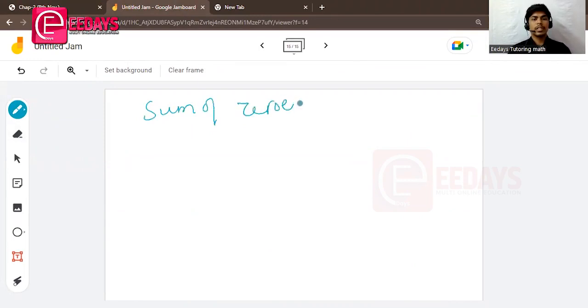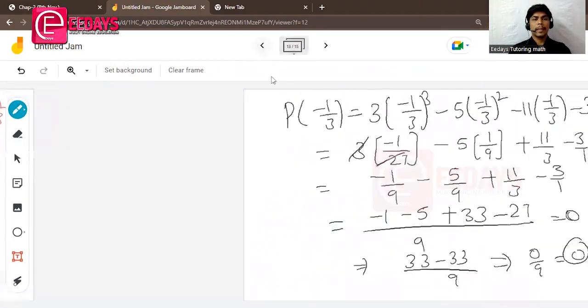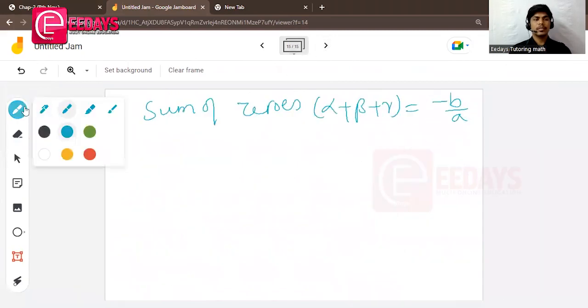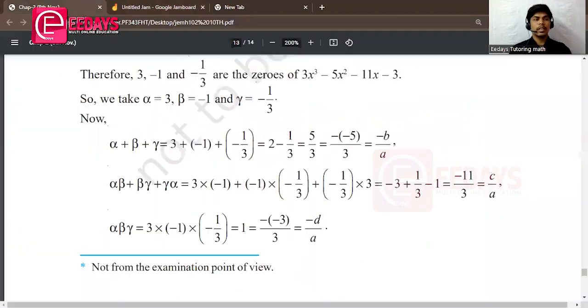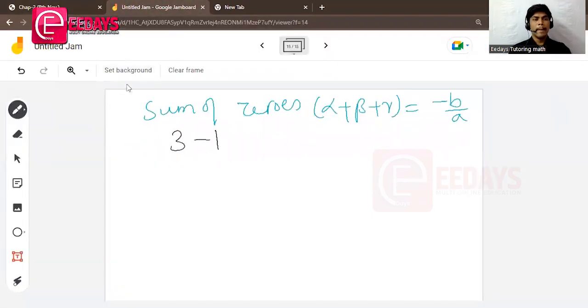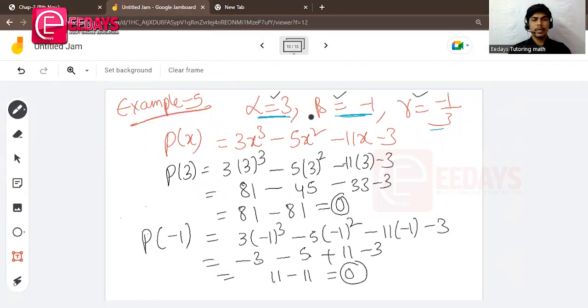Sum of zeros in the cubic polynomial, that is alpha plus beta plus gamma, is equal to minus b by a. Now what are alpha, beta, gamma? Just now we got alpha is 3, beta is minus 1, gamma is minus 1 by 3. So alpha plus beta plus gamma, 3 plus minus 1 plus minus 1 by 3, is equal to minus b by a.